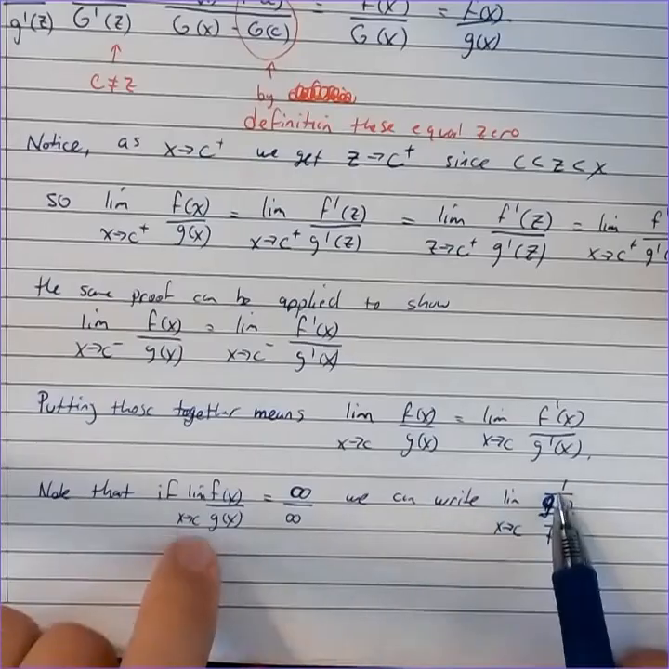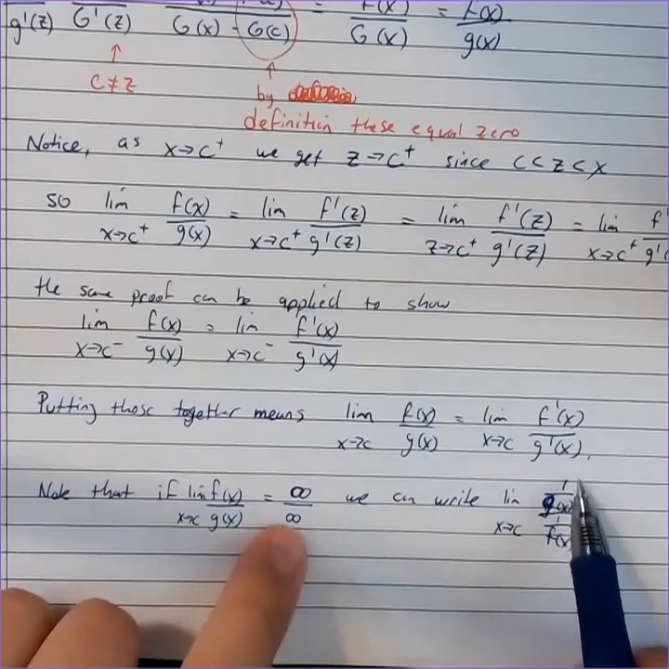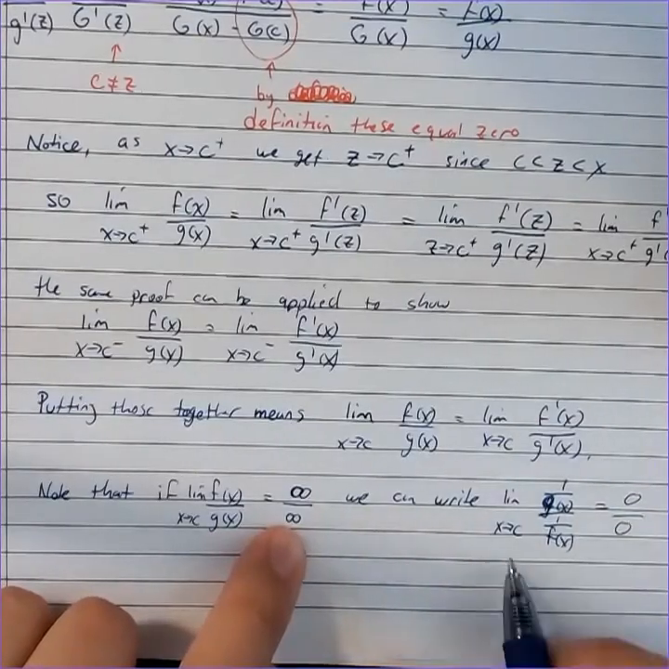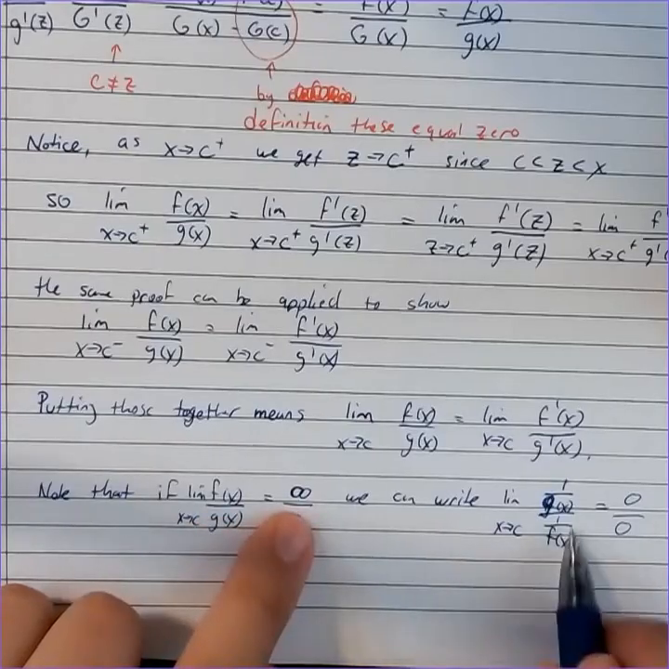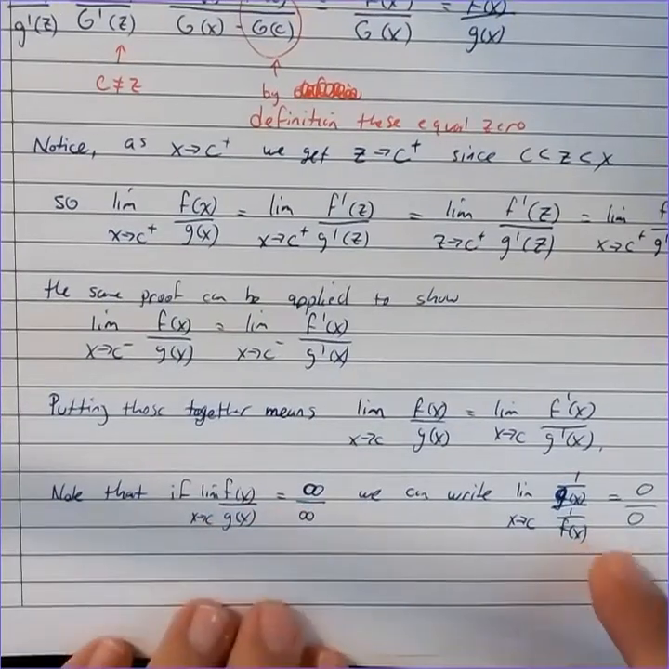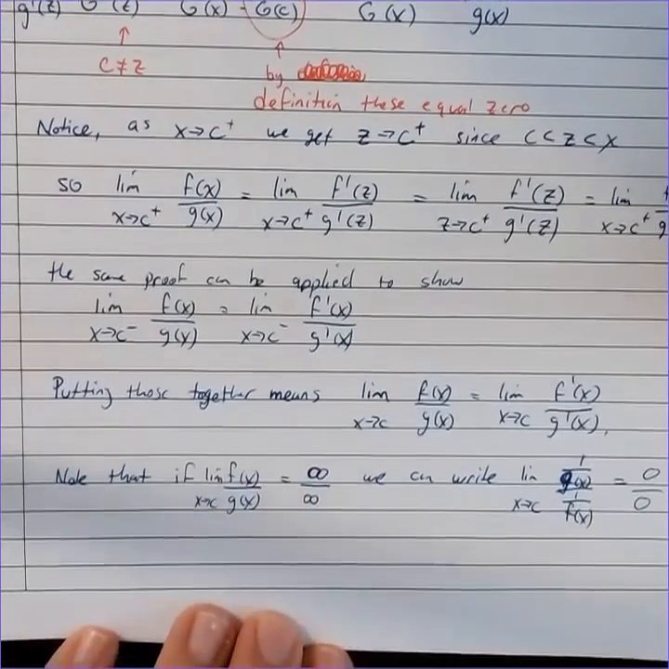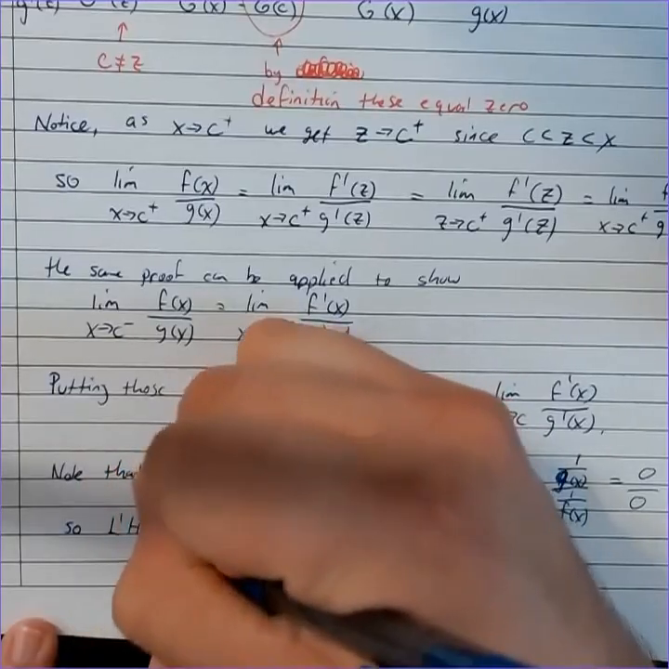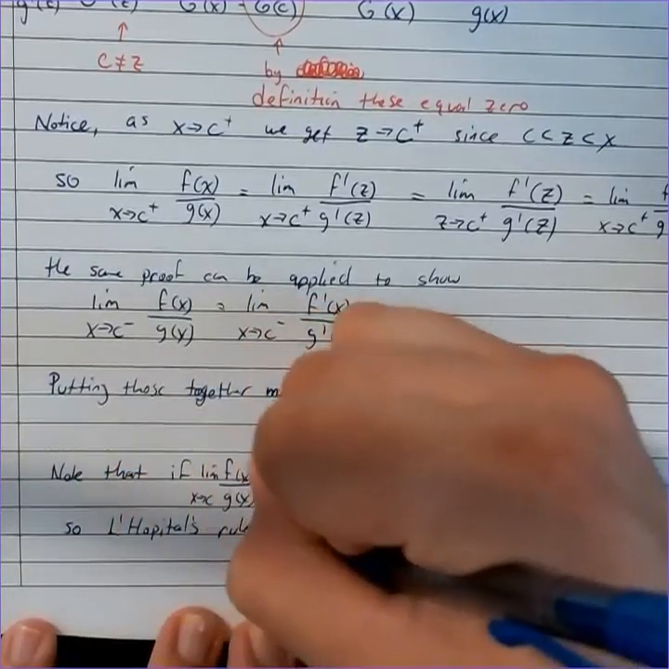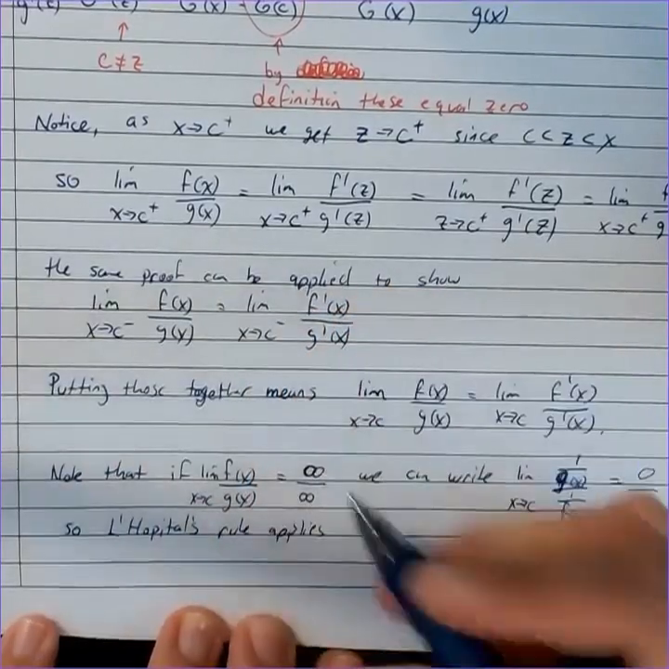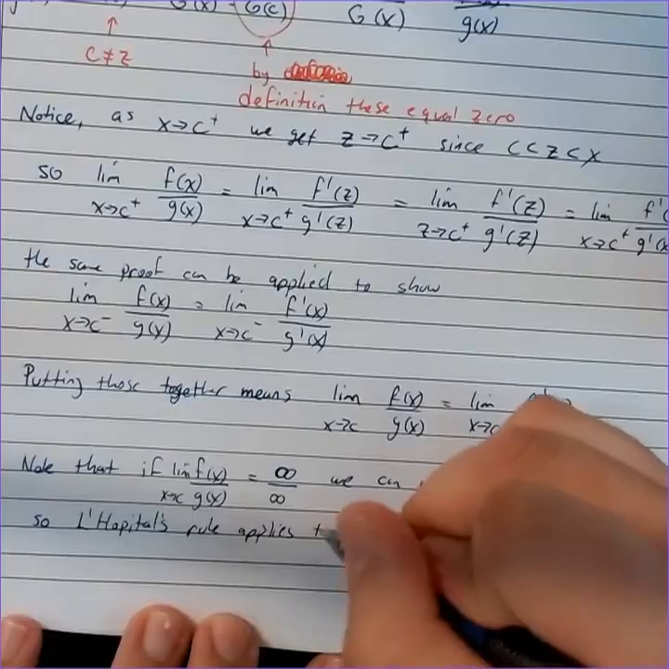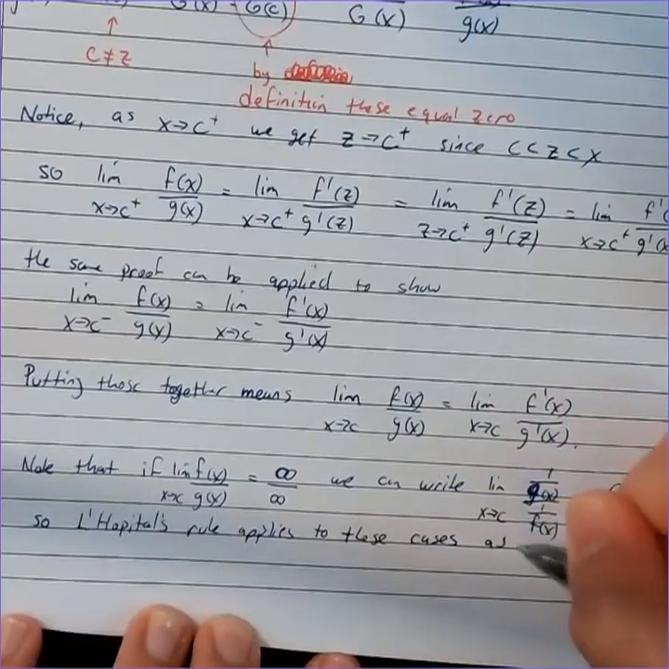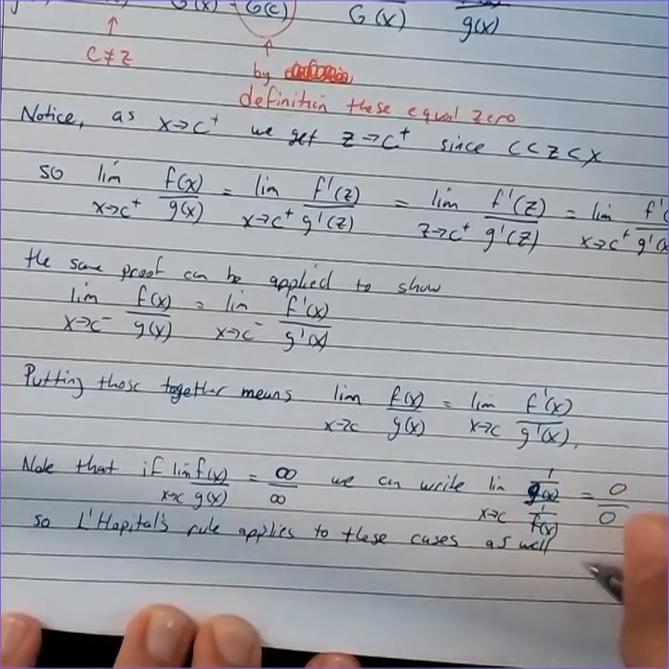But now notice, if g of x is approaching infinity, 1 over g of x must be approaching 0. And likewise, this one approaches 0 as well. If f is approaching infinity, 1 over f must be approaching 0. And so this applies as well to infinity over infinity. Right? So L'Hopital's rule applies in this case as well. It applies to cases of infinity over infinity. And that concludes our proof.